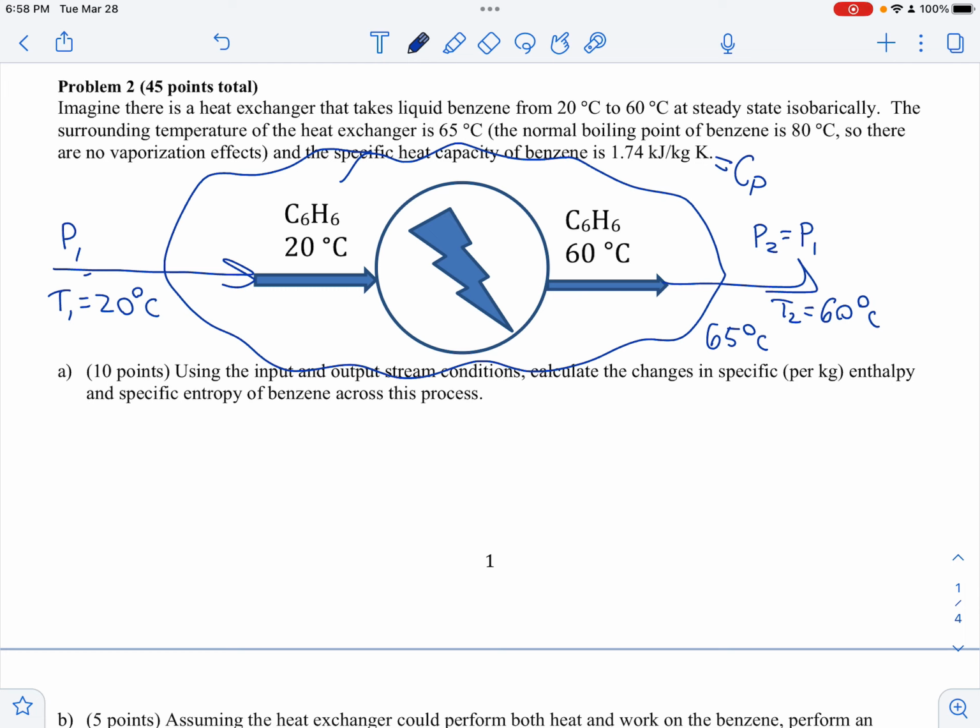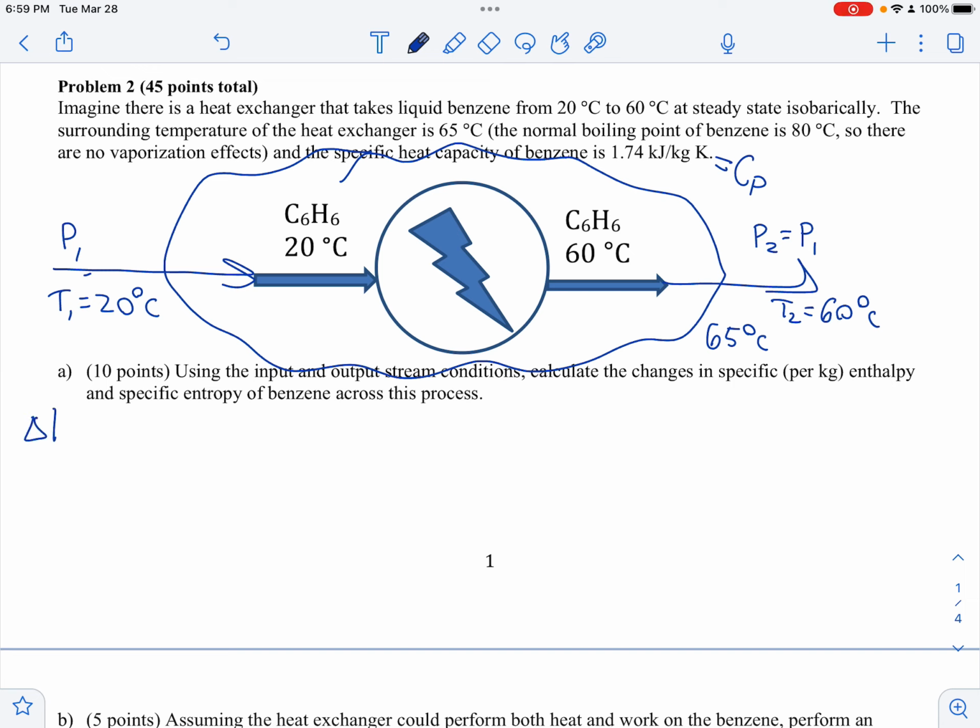Part A says, using the input and output conditions, calculate the changes in specific enthalpy and entropy for benzene across this process. Students who took this exam would have had an equation sheet, and on this equation sheet would be formulas for how to change enthalpy and entropy for a condensed phase. I'll show you the formula here.